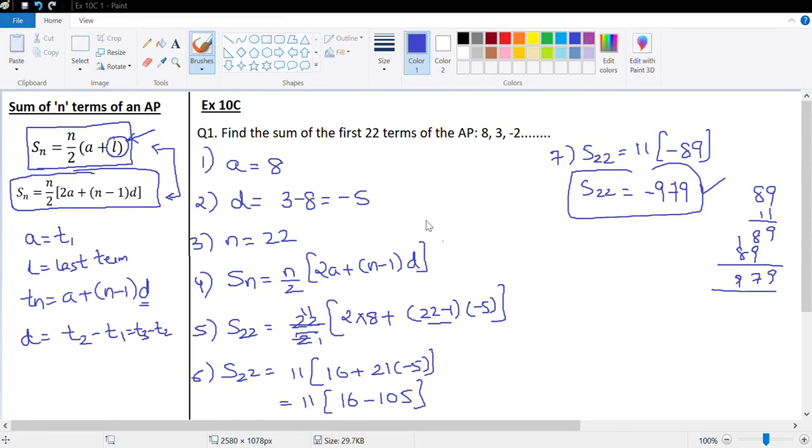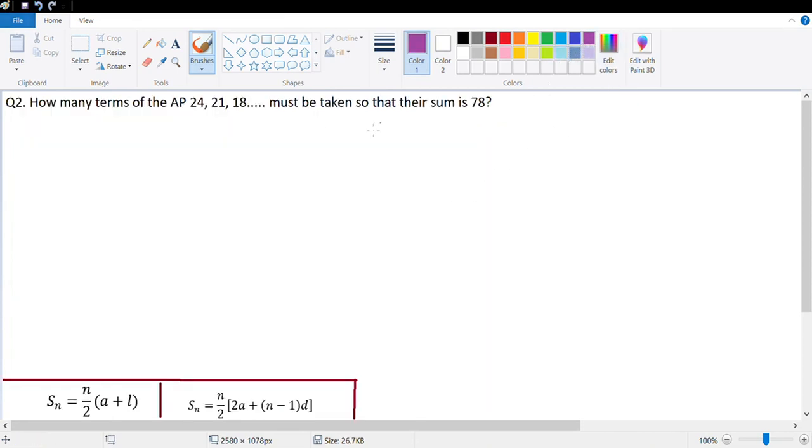The second question that we do from this exercise is question number 2. It says how many terms of the AP must be taken so that their sum is 78. Again, we have the formula Sn is equal to n by 2 times a plus l. Again, the last term is not given, so we will apply the second formula, which is Sn is equal to n by 2 times 2a plus n minus 1 times d. Let's see what information is given to us. We know a, which is 24. Let's calculate d. d would be equal to T2 minus T1, in this case 21 minus 24, that's negative 3. And we know the sum of n terms is equal to 78.